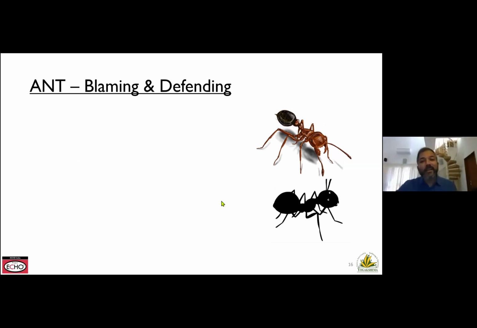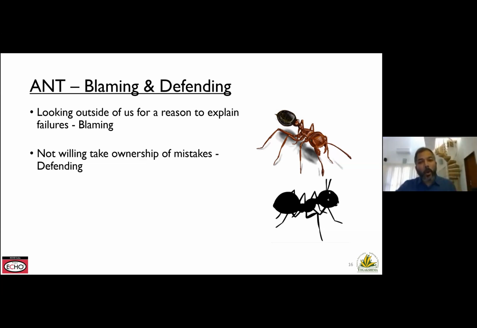And finally, the two extremely powerful ants, in a bad way. One is our inability to take responsibility for ourselves and our actions, and looking outside for a reason to explain it. That's blaming. The other is the inability to take accountability, to take ownership of our mistakes, where we defend. Blaming and defending. Even if you want to forget everything else, guilt thinking, labeling, mind reading, fortune telling, all or nothing, filtering, just remember these two things.